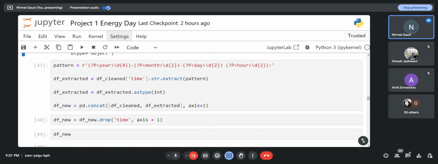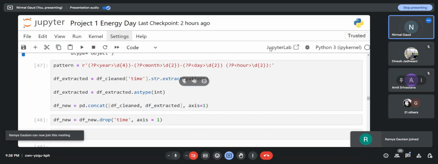Also, I told that I want to utilize time in my analysis. Okay, so I cleaned the time with the help of a regular expression. I extracted year, month, day, and hour from the time. Because I tried one of the methods of time conversion, that is datetime, but unfortunately that was throwing an error because the pattern was not proper. So I did one thing: I applied regular expression and I extracted year, month, day, and hour from the time.